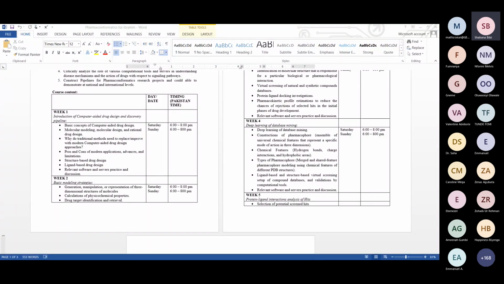Different databases, I will teach you. Different software, I'll teach you. Which software I have, I will definitely share with you. And these are some Swiss ADME servers or some other servers which are used to identify the toxicity of different drugs. We will try to learn about each and every specific online server as well.